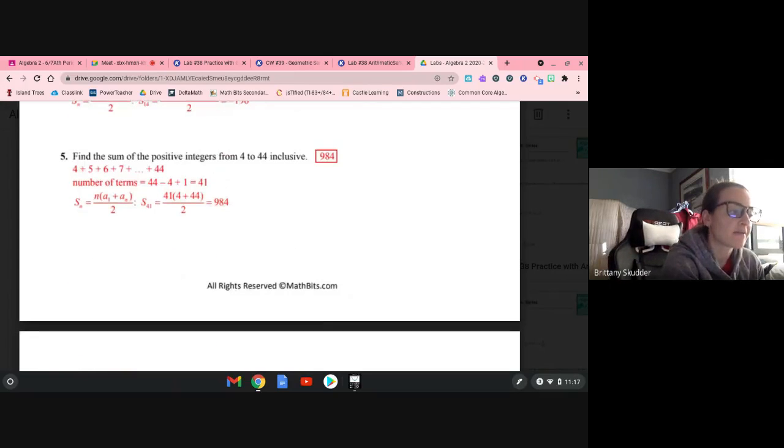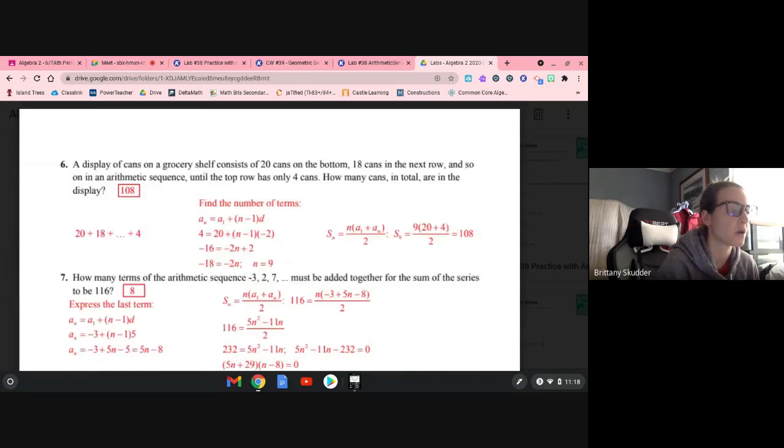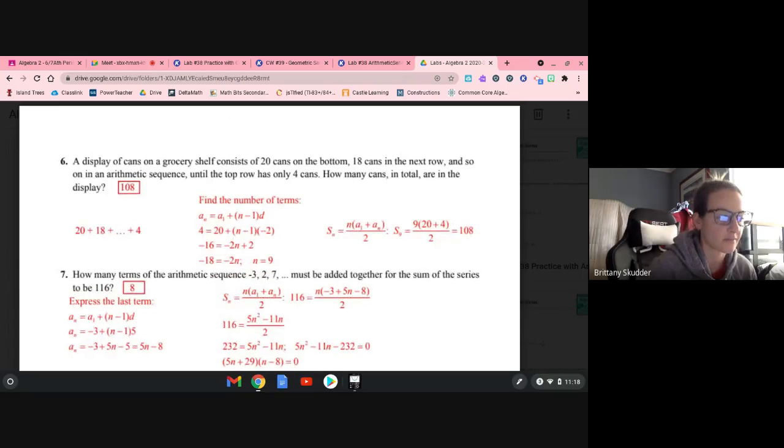Number 5, the words inclusive here mean that 4 and 44 were going to be included in your answer. So I'm not sure if you knew what that word meant in regards to numbers, but you were including 4 and 44 when you were finding the number of terms there. And the last one that you had to do was number 6, 108.